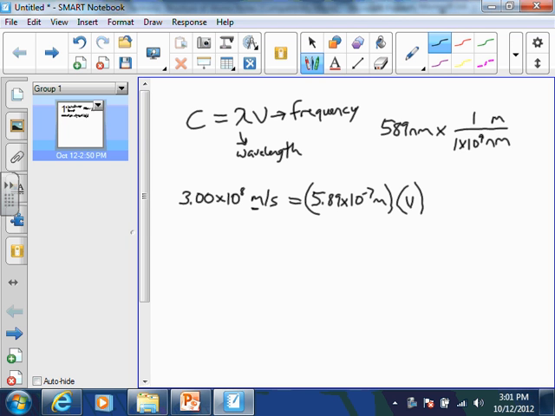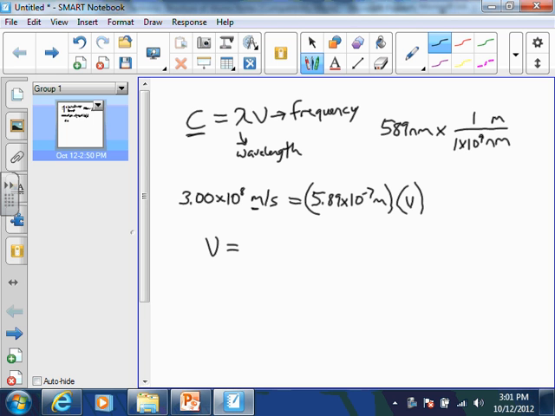That looks like a v, but it's nu, the Greek letter nu. You can call it v if you want, but it's easy to confuse with velocity if you call it a v. And really, the velocity that we're talking about here is the c in this one, the speed of light. So then we just need to solve for nu.